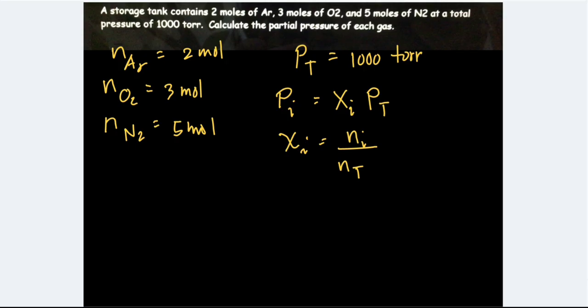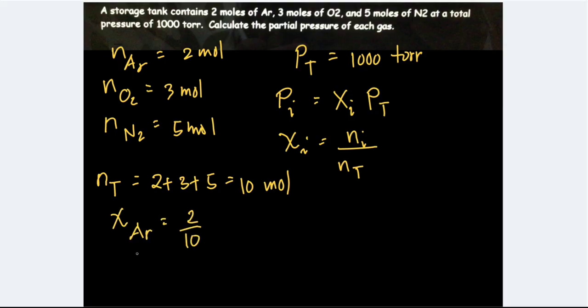Okay, so we get the total number of moles here. So N total is just 2 plus 3 plus 5, and that is 10 moles, and then the mole fraction for each one. So mole fraction of argon is equal to 2 over 10. Mole fraction of oxygen is 3 over 10. Then mole fraction of N2 is equal to 5 over 10.